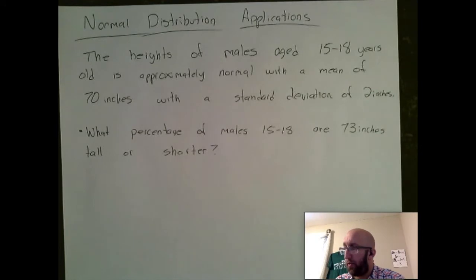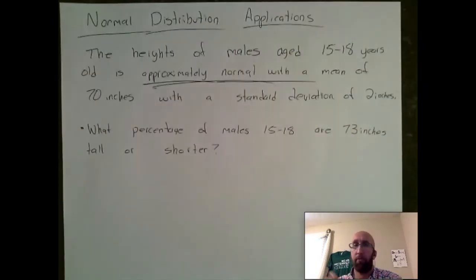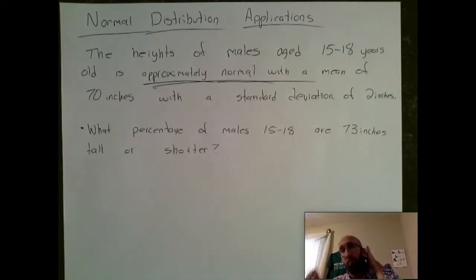So the heights of males aged 15 to 18 years old is approximately normal with a mean of 70 inches and with a standard deviation of 2 inches. What percentage of males 15 to 18 are 73 inches tall or shorter? So some important things here are there is a mention of things being approximately normal. When things are approximately normal, that means you have that distribution, which is roughly symmetric and unimodal, and you can do z-scores. And then using z-scores, you could find proportions and percentages, things of that sort.